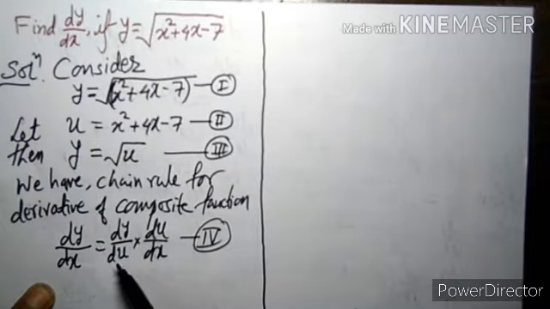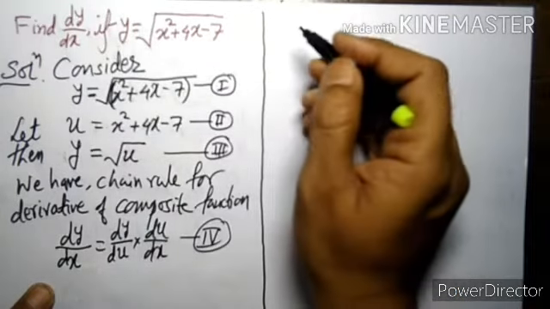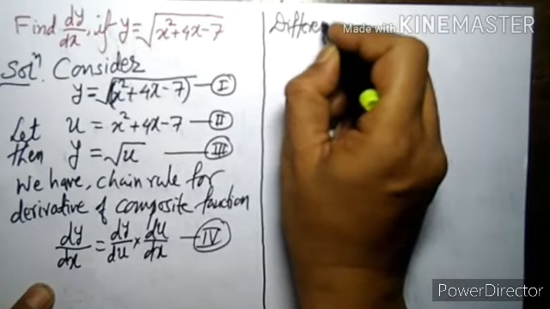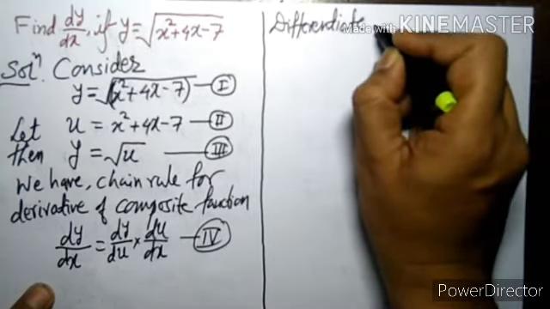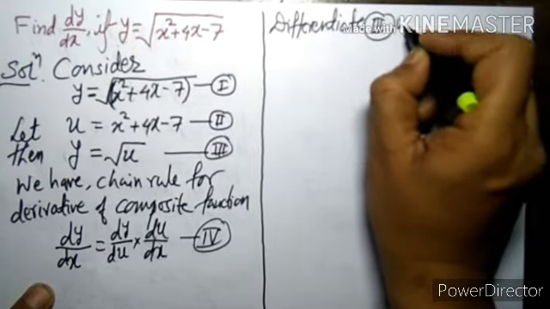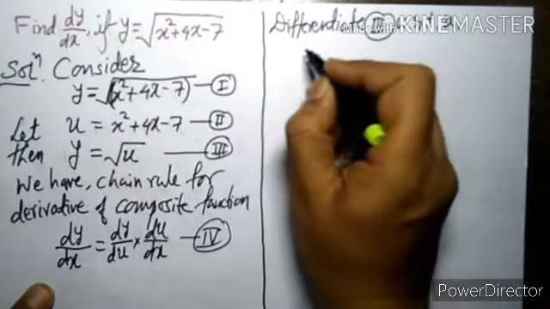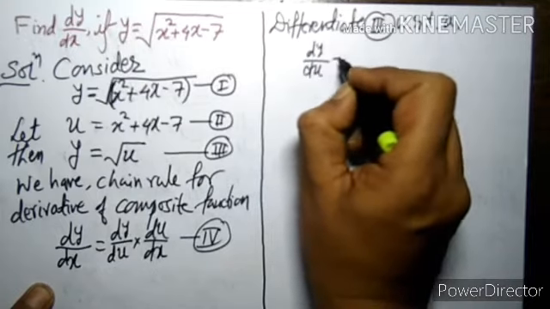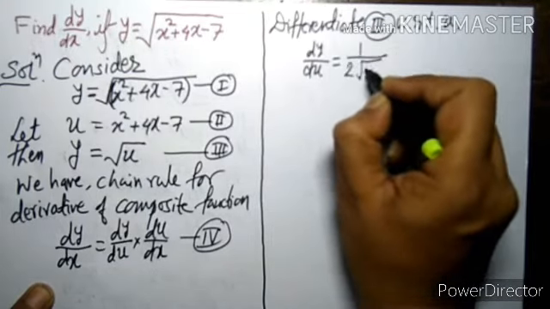To find dy by du, see y is a function of u, so we'll differentiate equation 3 with respect to u. So we'll get dy by du is equal to 1 upon 2 root u. I will call this next equation number 5.